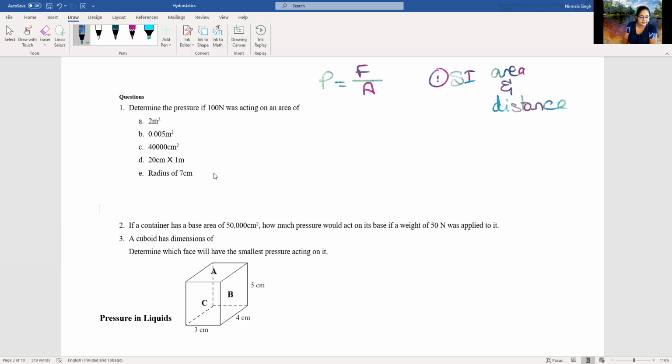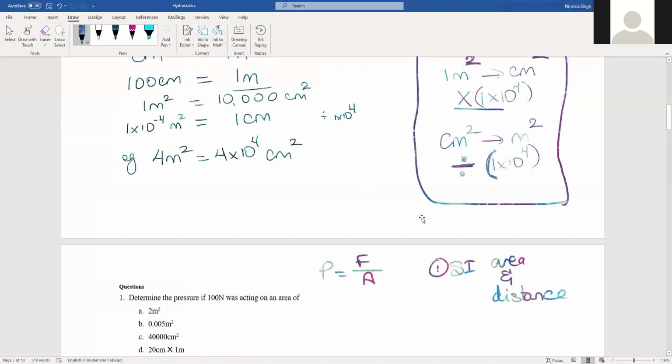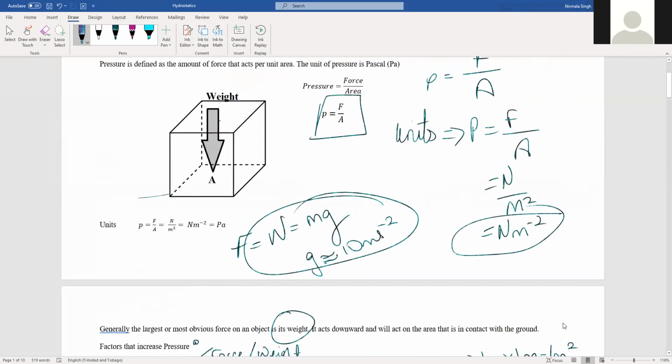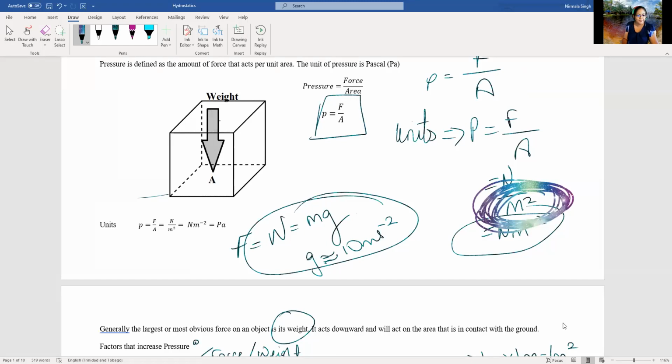So let's give you a little guide through. Which one of these will need to be converted? A, B, C, D, or E, or more than one? Will A need to be converted? Meter square is the SI unit for area. So you have to convert 2 meters square.